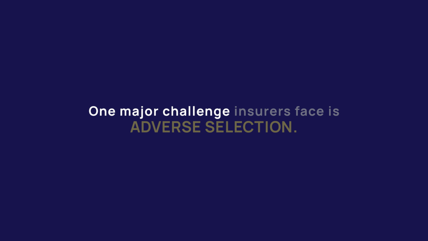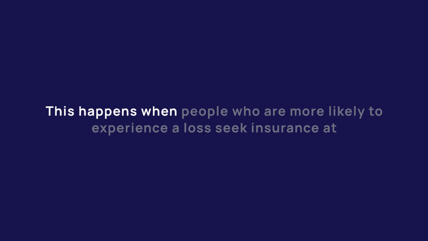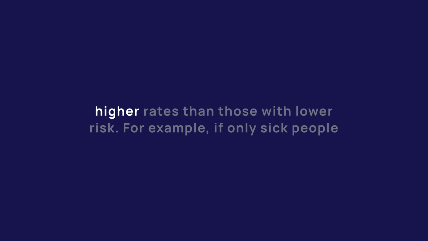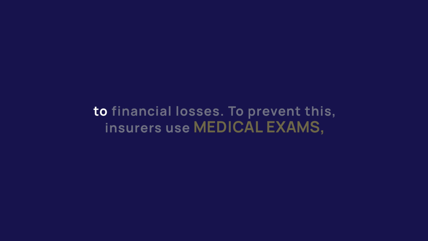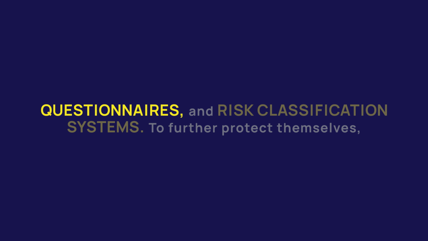One major challenge insurers face is adverse selection. This happens when people who are more likely to experience a loss seek insurance at higher rates than those with lower risk. For example, if only sick people buy health insurance, the company will face more claims than expected, leading to financial losses. To prevent this, insurers use medical exams, questionnaires, and risk classification systems.